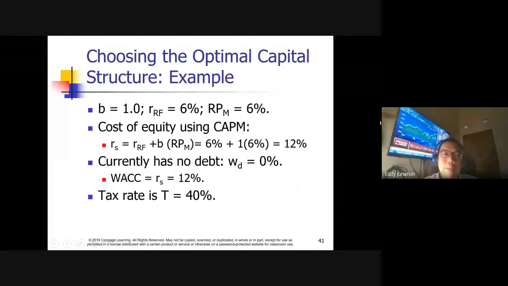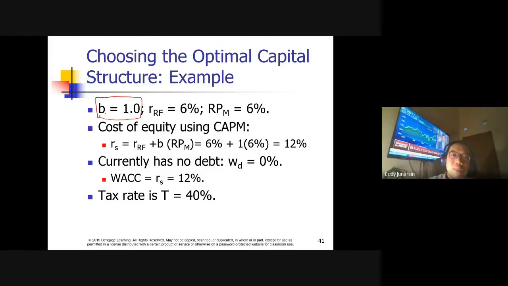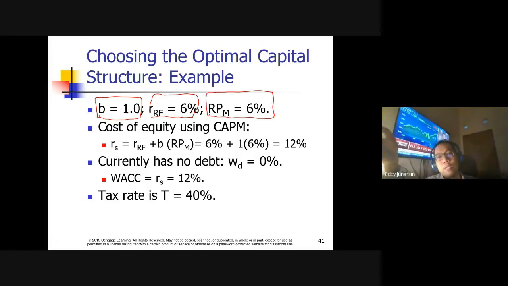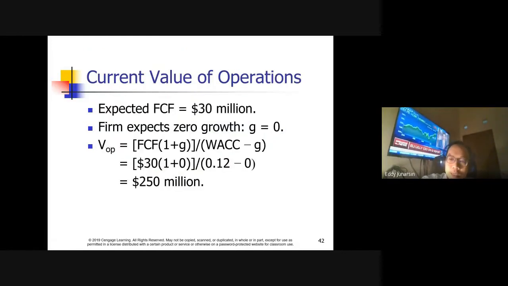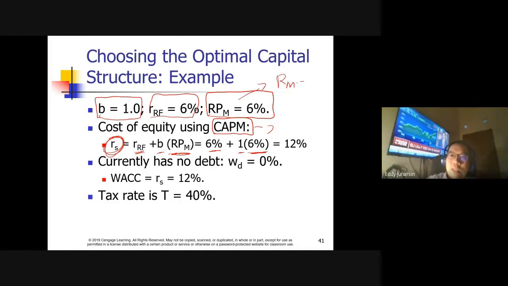So we have a hypothetical situation. Beta of the firm is 1. Risk-free rate is 6%, and the market risk premium is 6%. You can guess quickly that this information is for the use of CAPM, the Capital Asset Pricing Model, to determine the cost of equity. Cost of equity is the required return by stockholders. So risk-free plus beta multiplied by market risk premium: 6% plus 1 multiplied by the market risk premium, which is RM minus RF, market return minus risk-free return. It's 6%, already known. So the cost of equity is 12%.